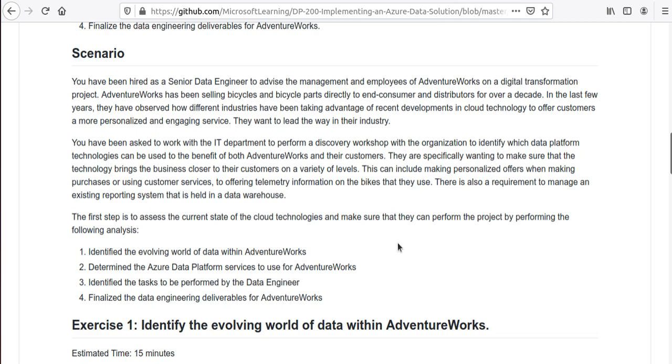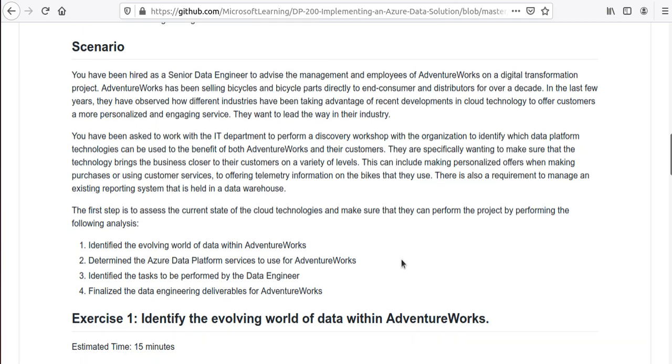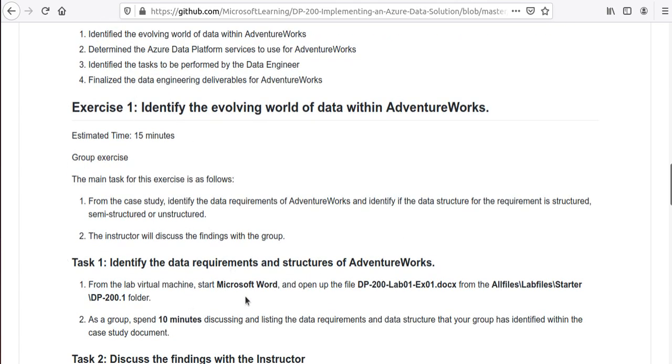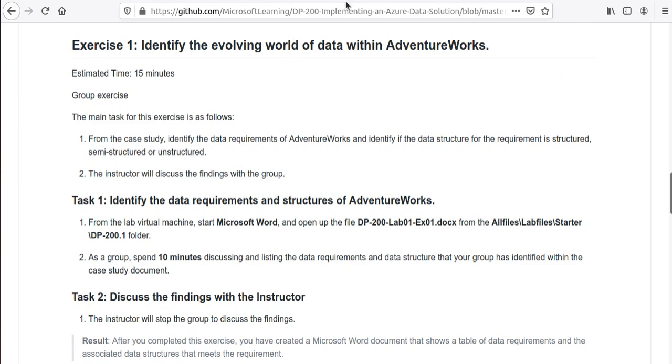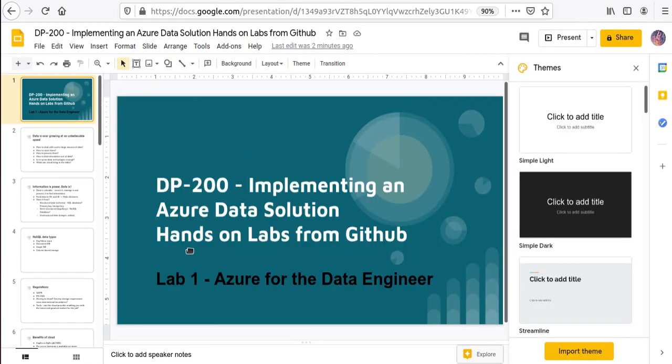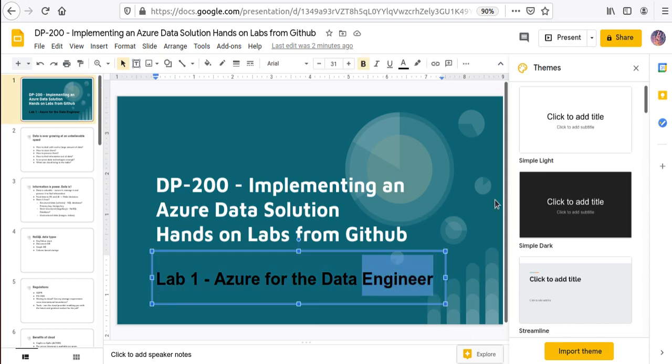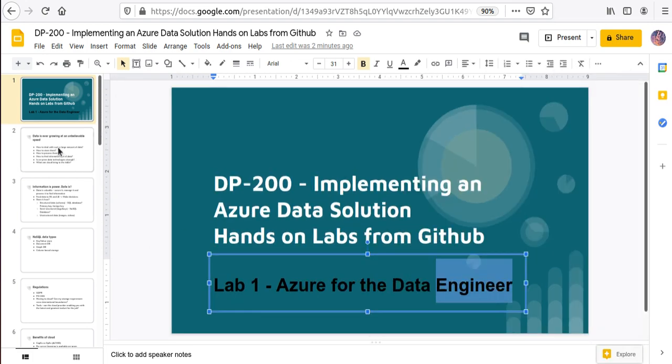If you're in a class, then you will be working with a couple of other students in a group and coming up with innovative ideas. So instead of going through this line by line, I decided to just give you an overview in this particular slide. So let's go through this quickly, and this is going to be your Lab 1, Azure for Data Engineer. Alright, let me get some more real estate.